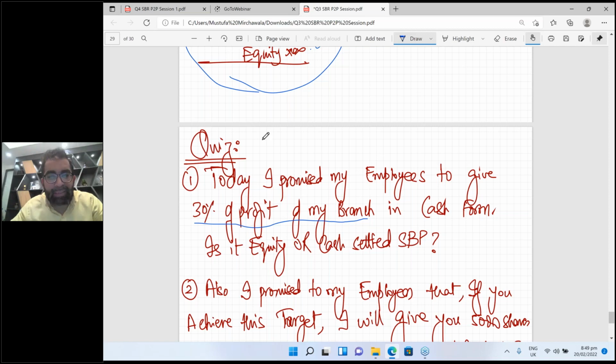Cash. Tell me, is it equity settled share based payment, or cash settled?